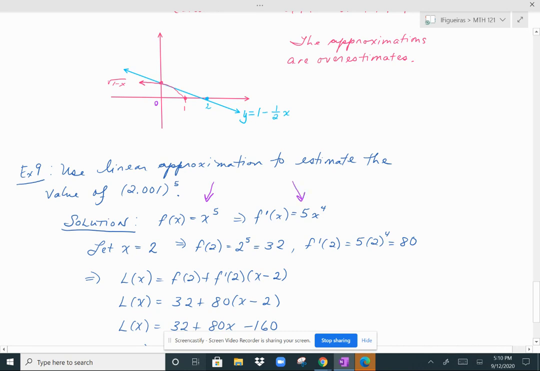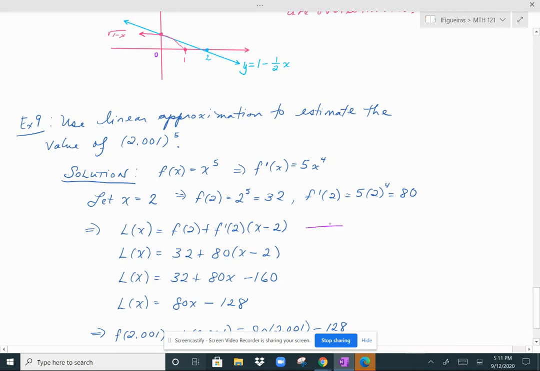Now, it would make sense for the initial point to be 2, because it's easy to raise 2 to the 5th power. It's also easy to evaluate the derivative at 2, and 2 is certainly close to the value that we want to approximate. It's not quite as easy to compute 2.001 to the 5th power by hand, so linearization will allow us to do that. I plug 2 into my function and I get 32. I plug 2 into my derivative, and I get 80. Remember, that is the slope of the line that we're finding.